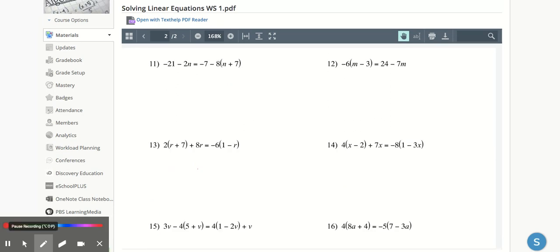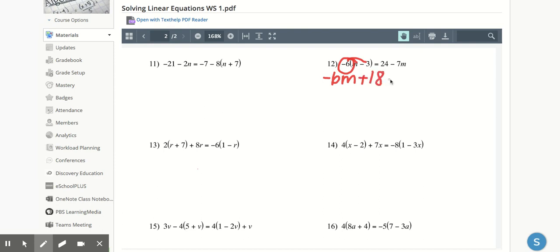Okay, so now that I've gotten rid of that writing over those problems, we'll take a look here at question 12 where you have a distributive property. So anytime you have parentheses like we have here, whatever is directly in front of the parentheses gets distributed. So here it's a negative 6 times m, so that'll be a negative 6m, and then negative 6 times negative 3, so positive 18. And that's then equal to 24 minus 7m.